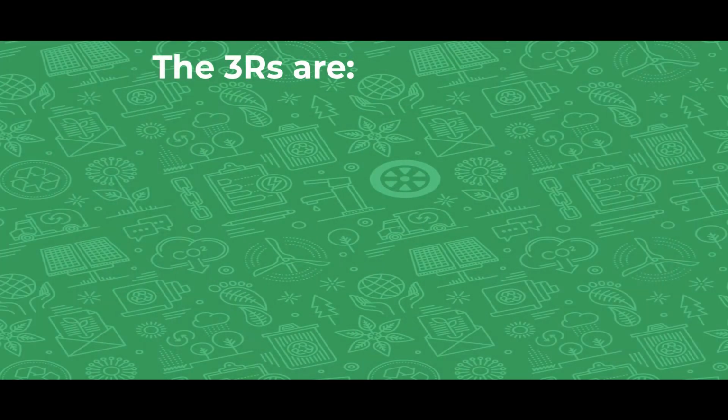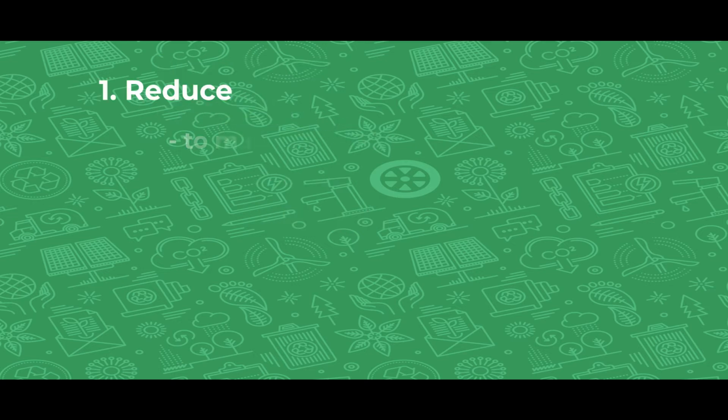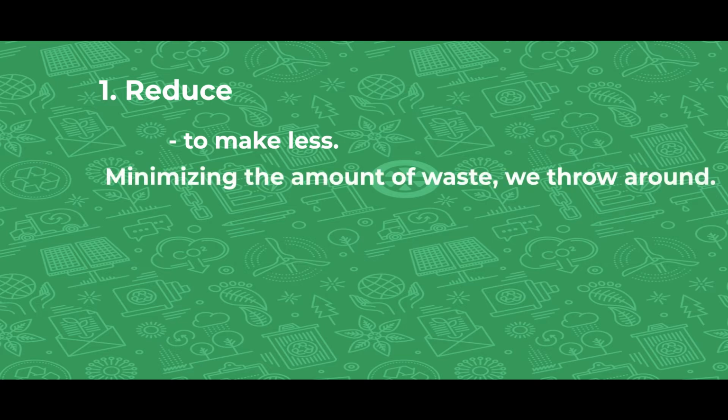We saw people doing different activities to manage their own waste, right? Now, let us see how we can manage our own waste by using the 3 R's. The 3 R's are: reduce, reuse, and recycle. Reduce means to make less, minimizing the amount of waste we throw around.